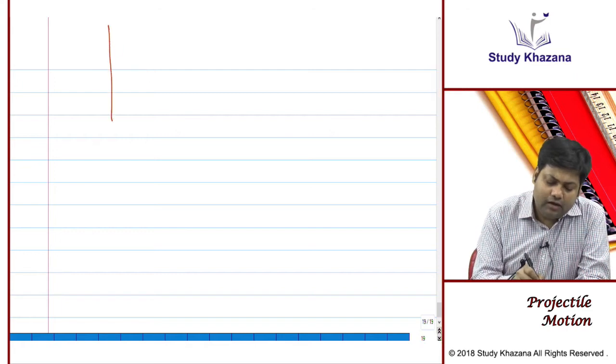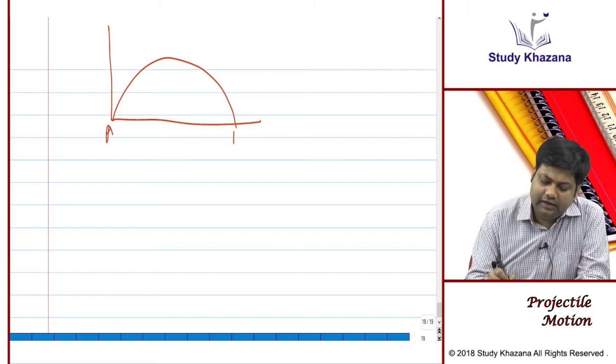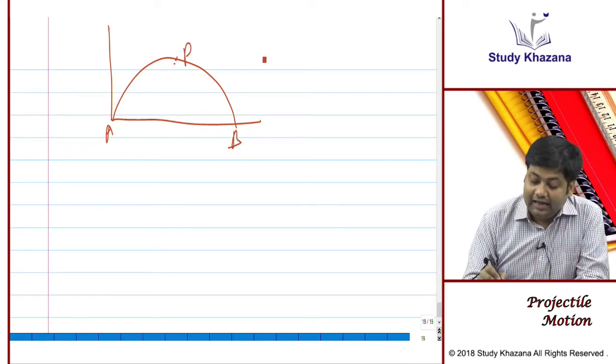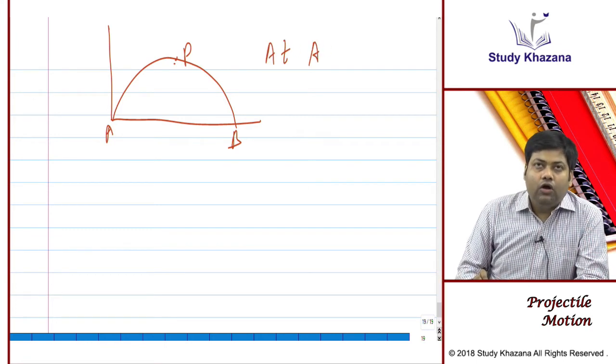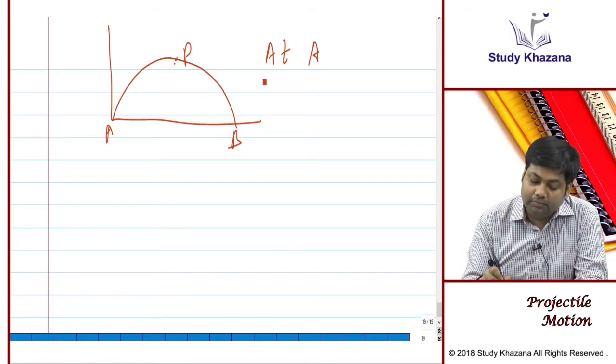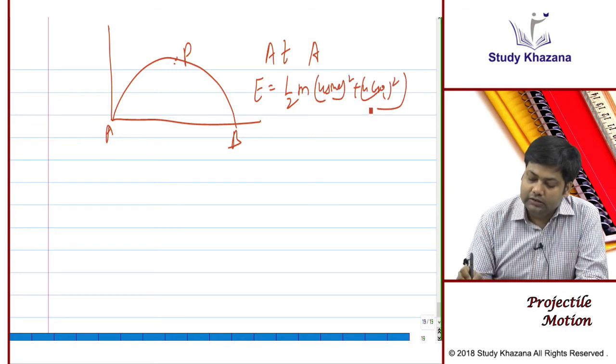So let's say at the initial point, we have been calling it A, the final point B, and the maximum height as P. So at A, if you look at the energy, the body has both horizontal velocity and vertical velocity. The total energy, in terms of kinetic energy, was half m into (u sine theta whole square plus u cos theta whole square). So essentially it is half m u square.